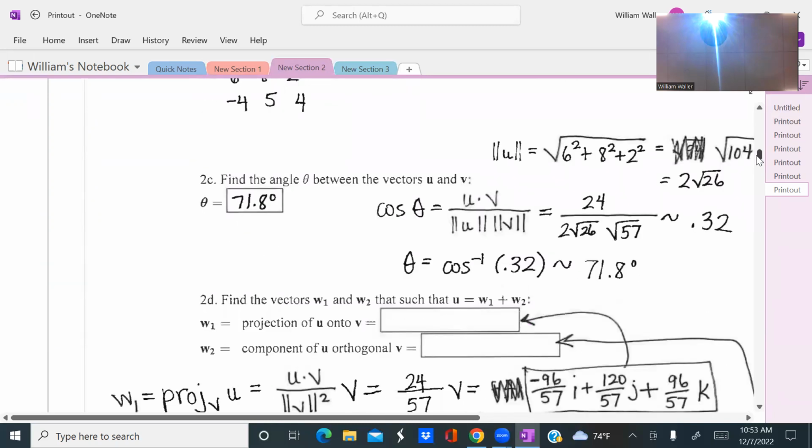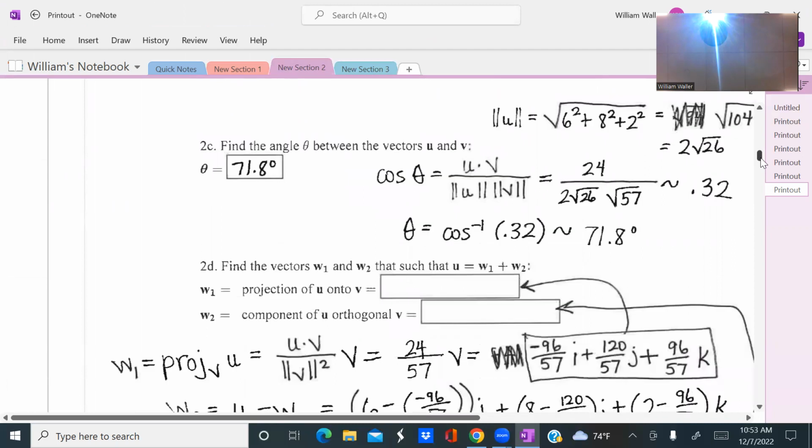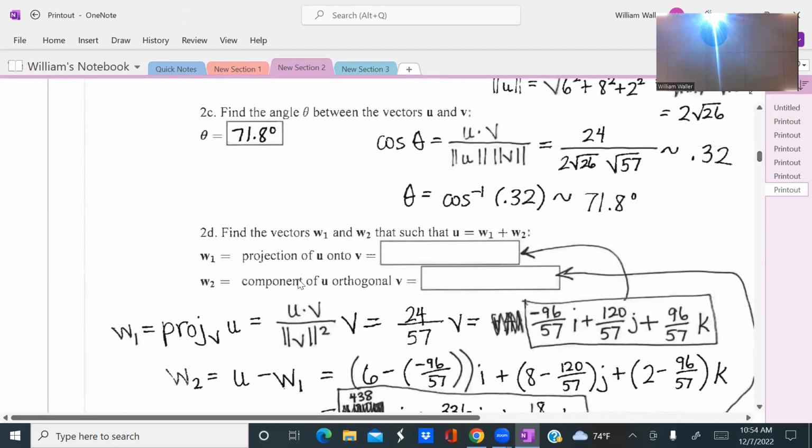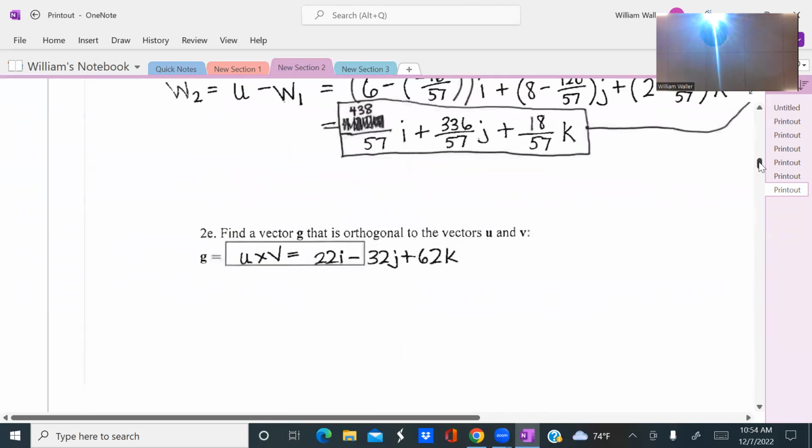So be careful about those. Finding the angle between two vectors is useful, so you may want to look at that. Remember how to project one vector onto another vector. These are formulas you might want to put on your survival card. Remember how to find a vector that's orthogonal to two given vectors. That's easy, that's just the cross product. The cross product of two vectors is perpendicular to both of the two vectors.